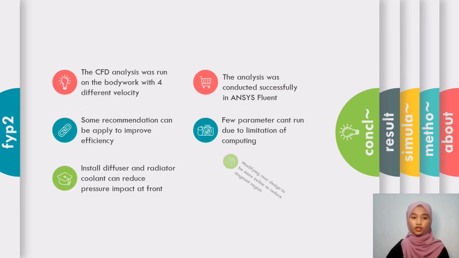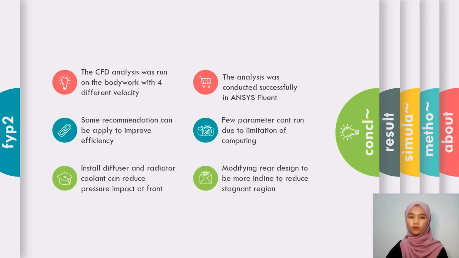Last but not least, the computational fluid dynamics analysis of the automotive bodywork was run with 4 different velocities, which are 20, 30, 40 and 50 meters per second. The analysis was conducted successfully in ANSYS Fluent. Other than that, CATIA V5 was used to model the 3D model of the car. There are a few parameters that could not be run due to limitations of computing, such as meshing size and the number of iterations. This is due to the student version of the software.